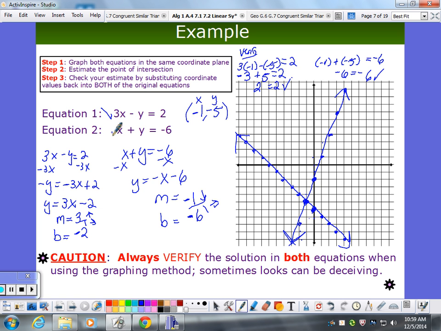Okay, now, since it works in both, I can have every confidence I got the right solution. If you skip this step, you don't know if you've done it correctly, and you turn in your test and you get it wrong. Should you ever get this wrong, you know ahead of time. Plug it in. Take a look. Simple, right? That's it. That's the graphing method. That's all you have to do. It's easy.